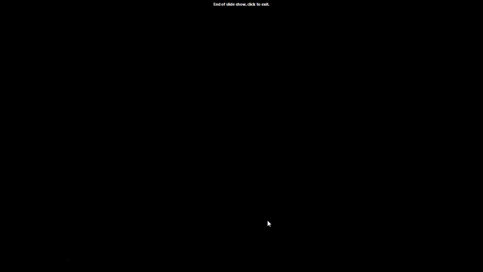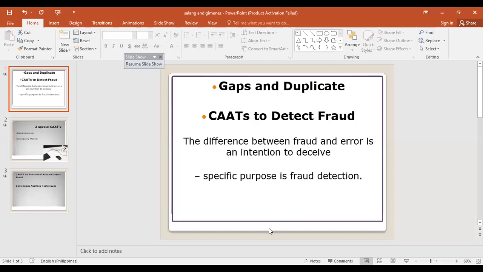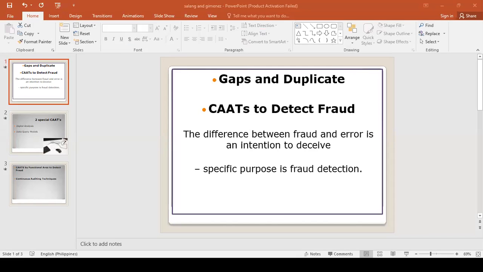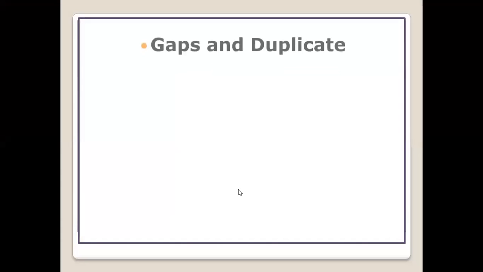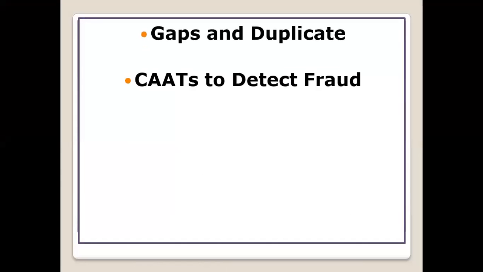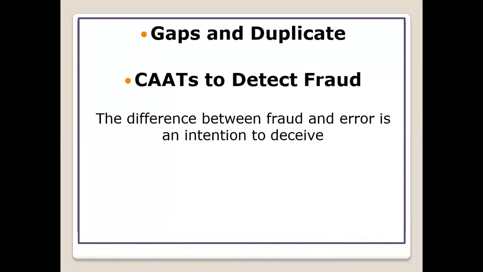Now let's have another one. So this is just a simple source though. And this focuses on gaps and duplicates. So it can be noticed that there will be some missing items, especially if you are just checking a sample of our certain population that we want to examine.